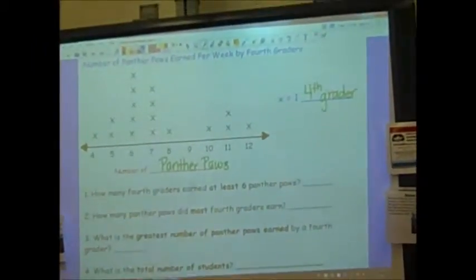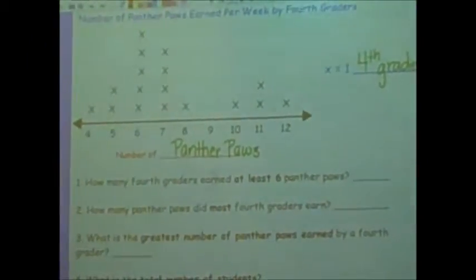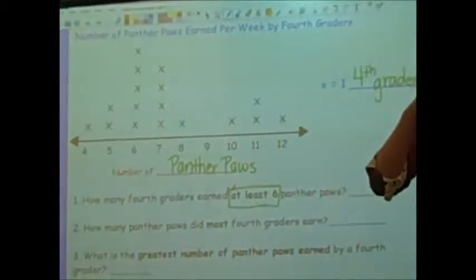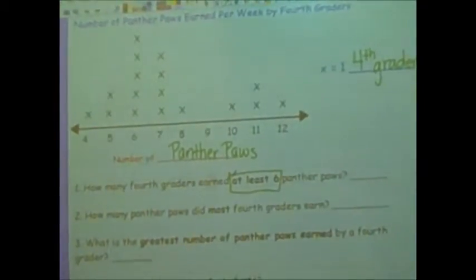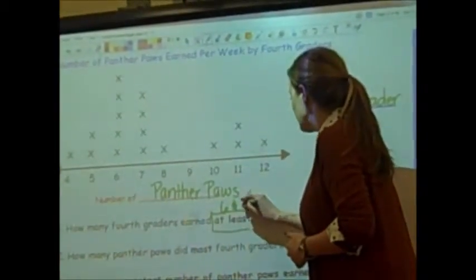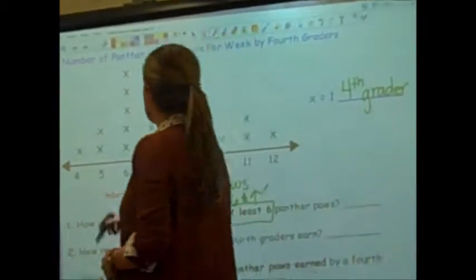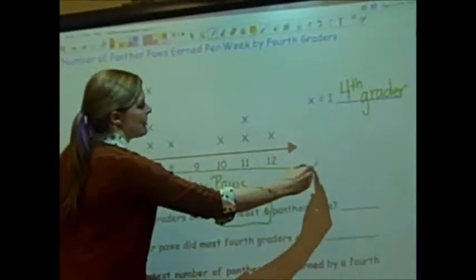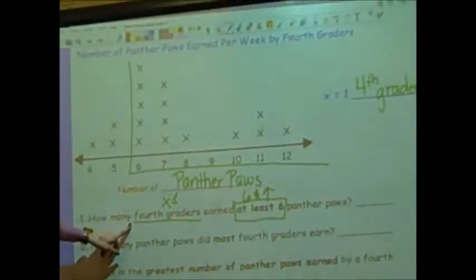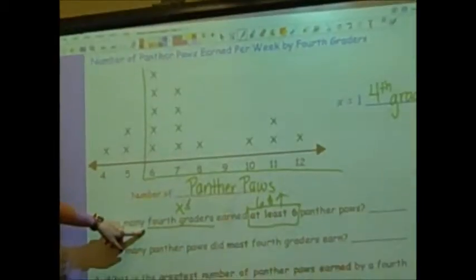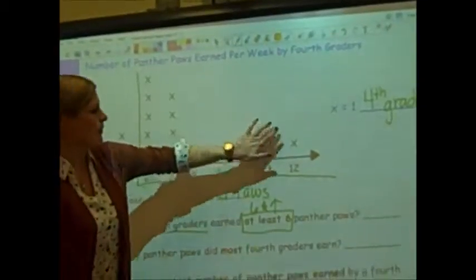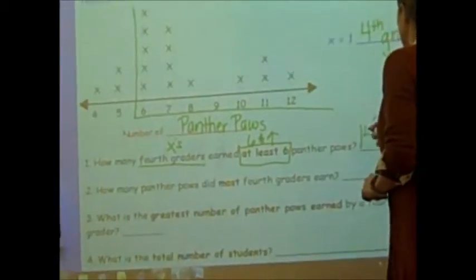So how many fourth graders earned at least 6 Panther Paws? This is some pretty key vocabulary here. At least 6 means at the absolute minimum 6, but it's 6 and up. So we usually would box something like this and say 6 and up so that they would know. And oftentimes we would then mark off 6 and up and say, okay, you're asking how many fourth graders, that means I'm counting my X's, and I can just see how many students have at least 6 Panther Paws, and I would count 1, 2, 3, 4, 5, 6, 7, 8, 9, 10, 11, 12, 13, 14 students, or 14 fourth graders.